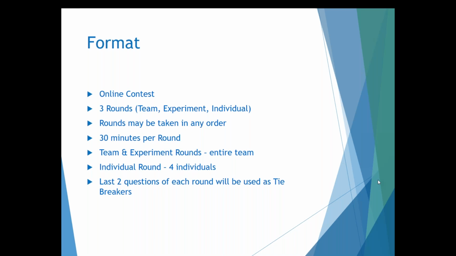It consists of 3 rounds: the team round, the experiment round, and the individual round. Rounds may be completed in any order, and you have 30 minutes per round. In the team and experiment rounds, you use your entire team for both of those. In the individual round, you will choose 4 individuals to represent your team and answer questions. The last 2 questions of each round will be used as tiebreakers.